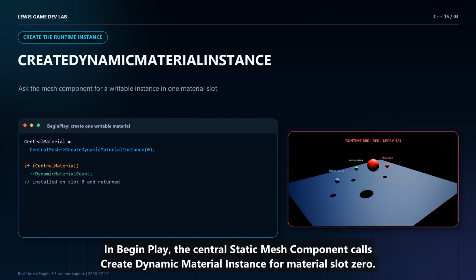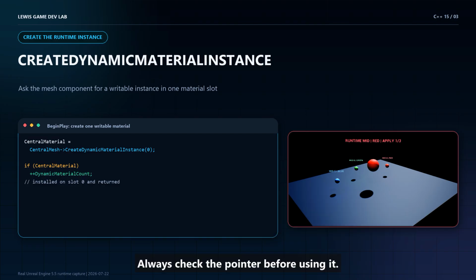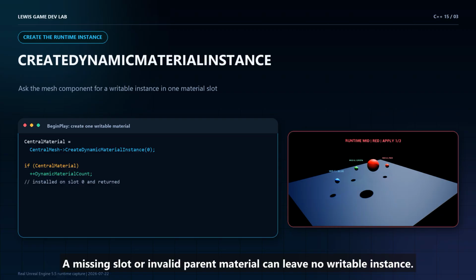In Begin Play, the central static mesh component calls CreateDynamicMaterialInstance for material slot 0. Unreal creates a UMaterialInstanceDynamic whose parent is the material already assigned to that slot, installs it on the component, and returns the object pointer. Always check the pointer before using it. A missing slot or invalid parent material can leave no writable instance.